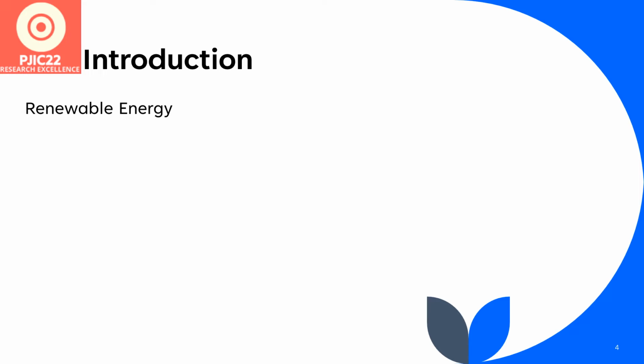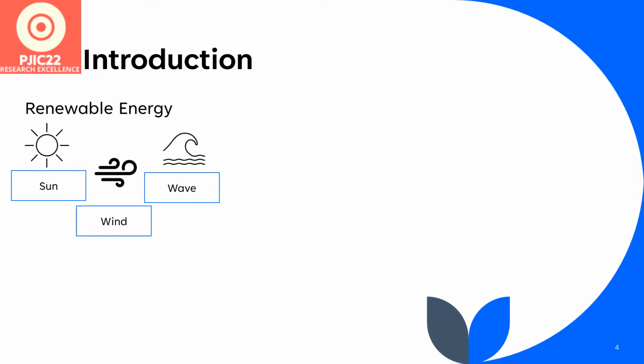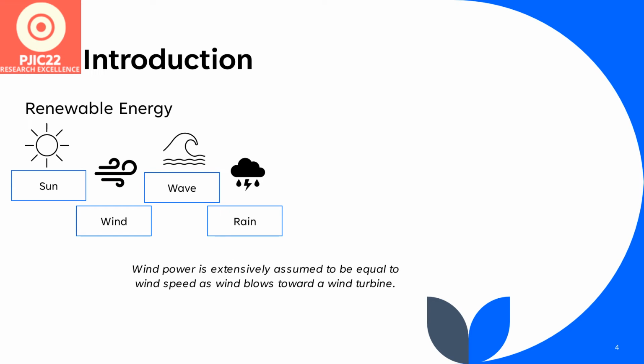Renewable energy sources include the sun, wind, wave, rain, and others such as tides and geothermal heat. Since wind turbine is the most promising renewable alternative, a policy has been created to ensure that its role in energy resources is increased. So, it is believed that wind power is extensively assumed to be equal to wind speed as wind blows toward a wind turbine.